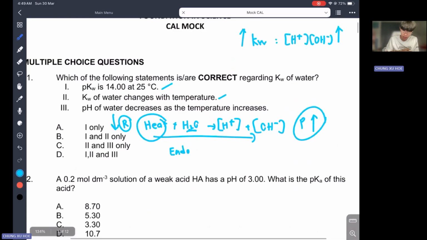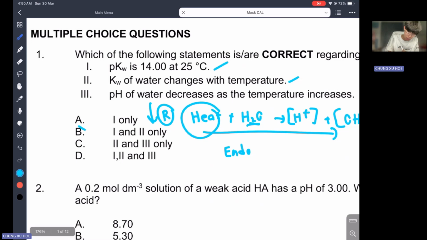So the next one, this is very silly. Why? pH of water decreases as temperature increases. My water temperature increases, my pH will decrease, yes. That means when you boil water in your house, then after a few minutes your water starts boiling, then it becomes acid. Then you're drinking acid. No, water is neutral. No such thing. So the answer will be B, 1 and 2.